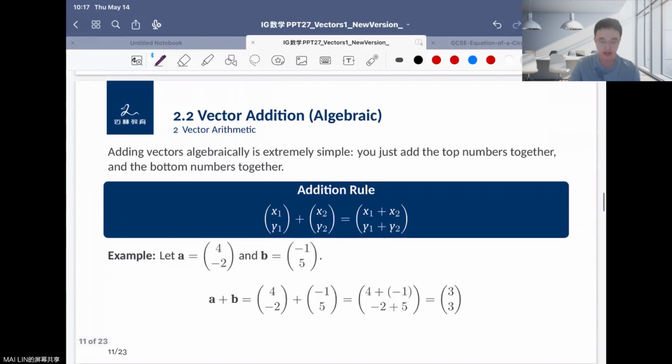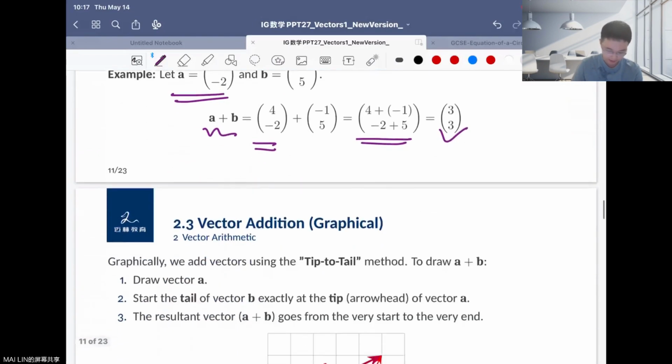And then we can say vector also has addition. For example, (x1, y1) plus (x2, y2) equals (x1 plus x2, y1 plus y2). Here's an example: a equals (4, -2) and b equals (-1, 5). We can say a plus b equals (4, -2) plus (-1, 5). That can be written as (3, 3). That is a plus b.